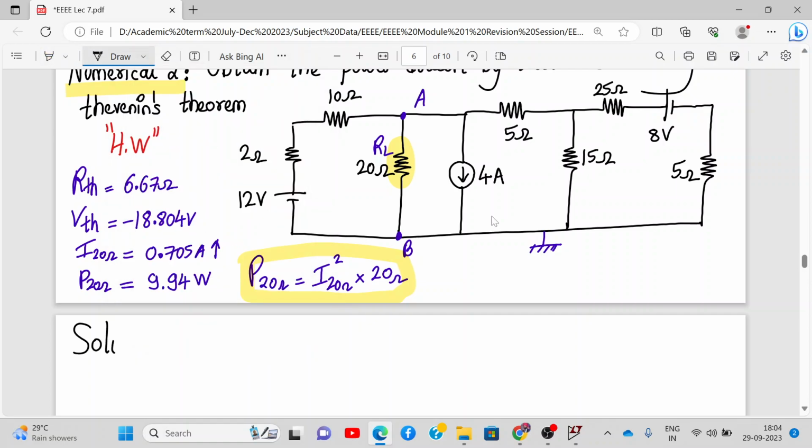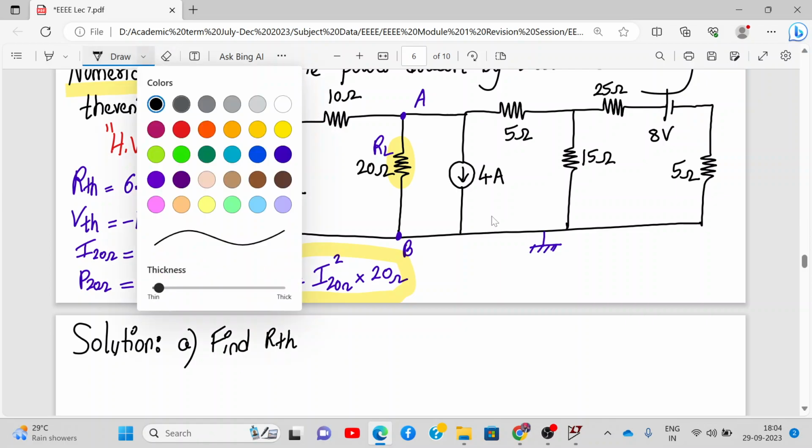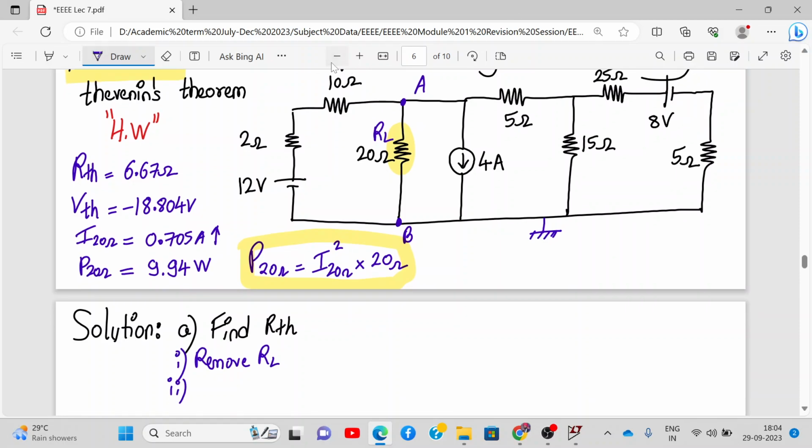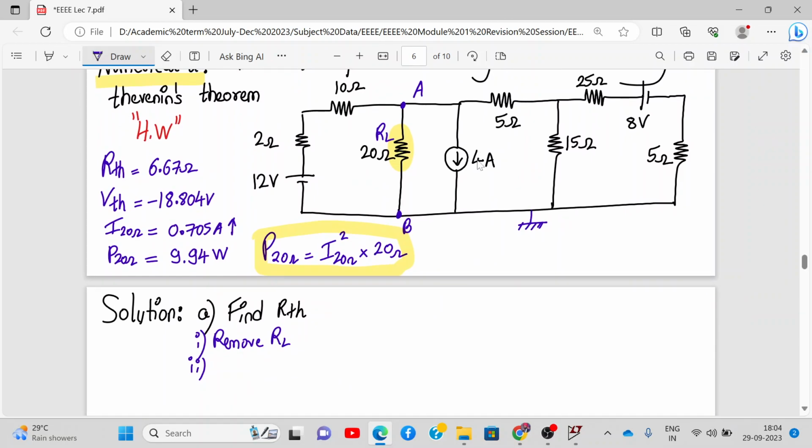Okay, so the first step is to calculate Rth, Thevenin's resistance. To find Rth, what is the procedure? We need to remove RL. So first point is remove load resistor RL, and second point is deactivate all sources, that is, replace all sources with their internal resistance. So we'll replace the 12 volt voltage source and 8 volt voltage source with a short circuit, SC stands for short circuit, and replace the 4 ampere current source with an open circuit.